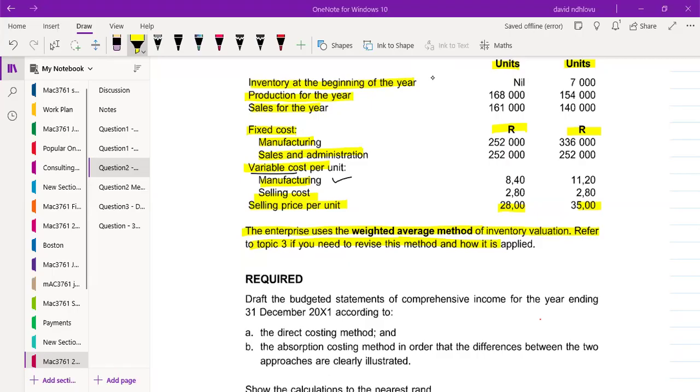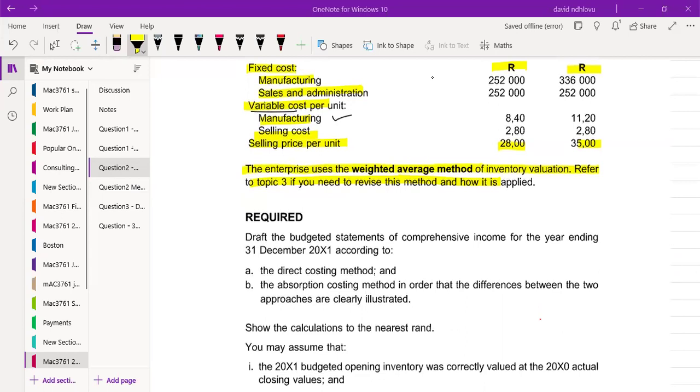So this is the info, and then let's go to the requirement. Draft the budgeted statement of comprehensive income for the year ending 31 December 20X1, according to the direct method and then according to the absorption method, in order to illustrate the differences between the two approaches.